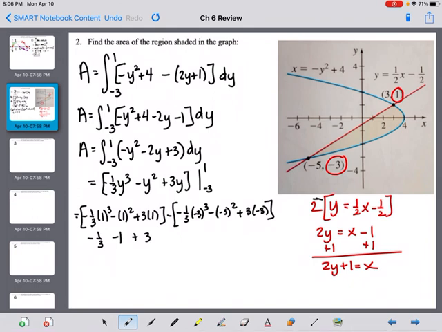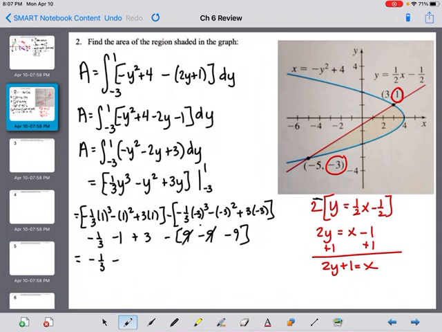And then -3 cubed is -27. -27 times -1/3 is going to be +9. I'll distribute the negative in the next step. -3 squared is 9 times the -1 is -9, and then 3 times -3 is another -9. So essentially, those two cancel each other out, and then the -9 is going to be a +9.